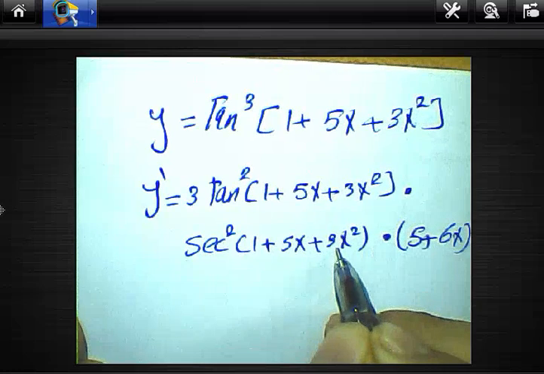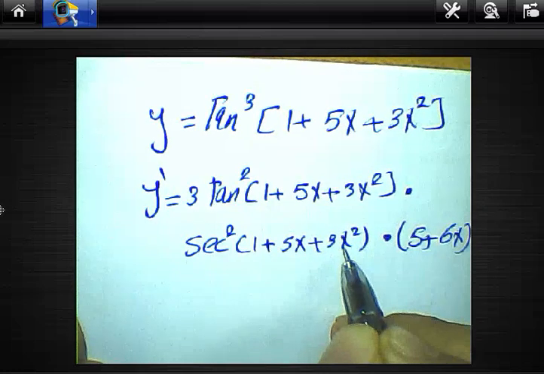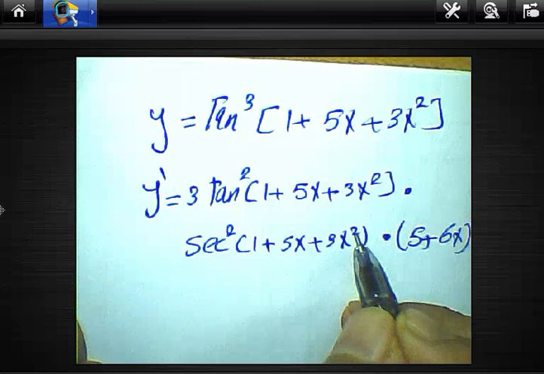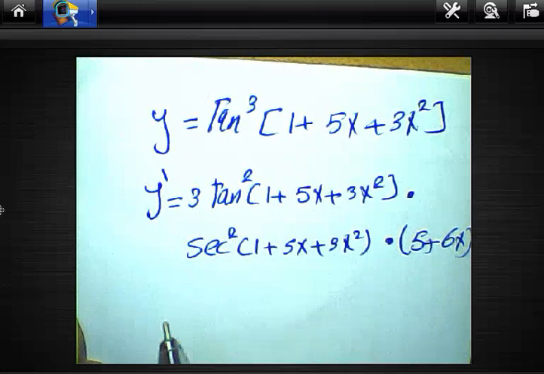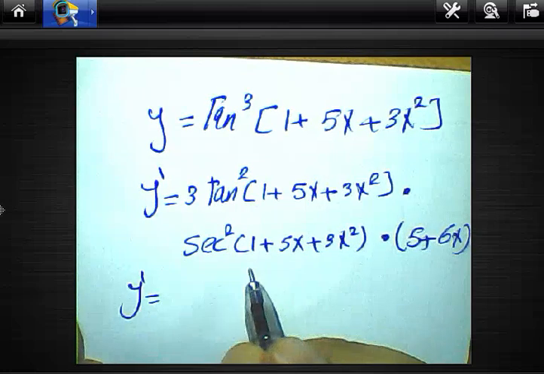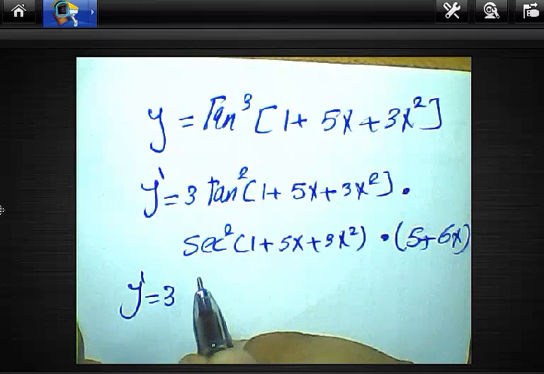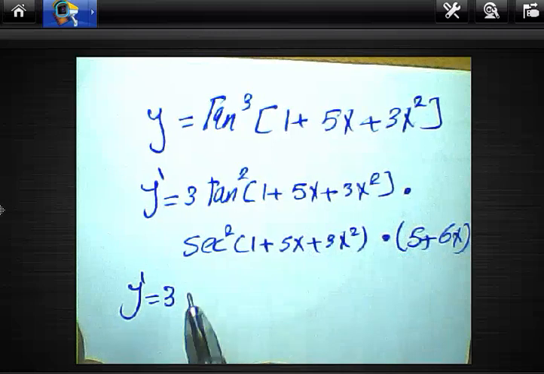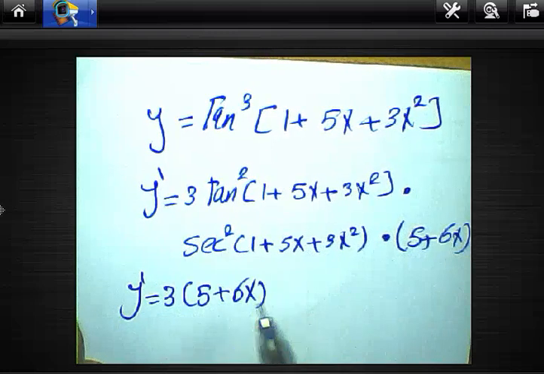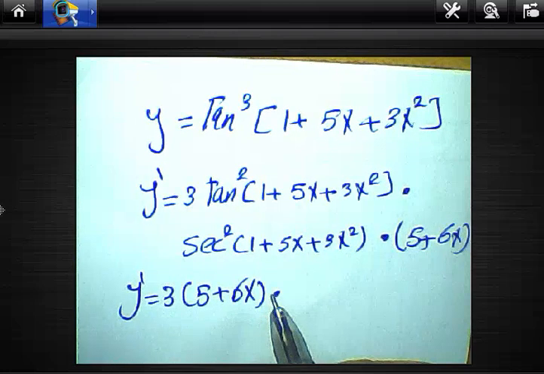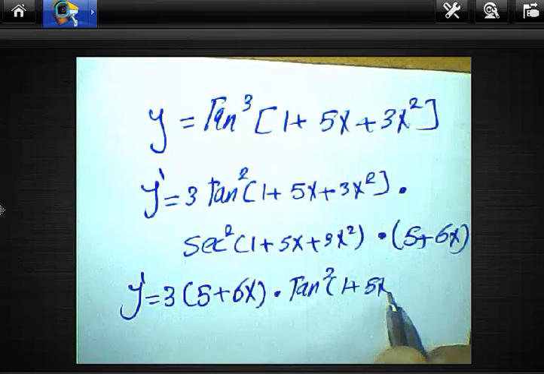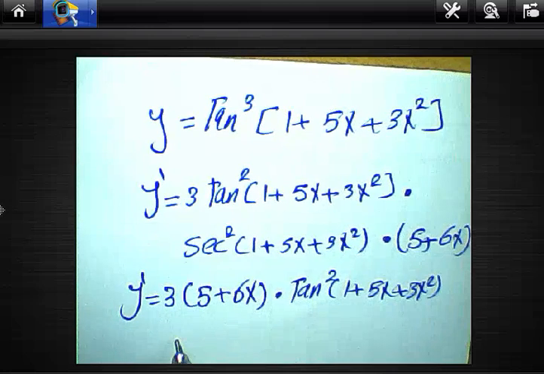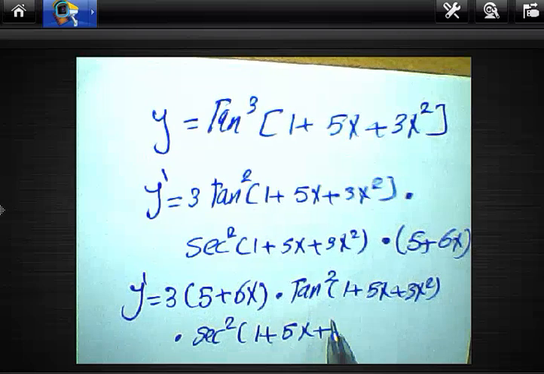We must drop the power outside here, multiply by 3 equals 6, and we can write x power 2 minus 1 equal 1. We must drop the power here and subtract 1 from this power. So we can simplify. We can write 3 here and tan. You can write these brackets behind it: (5 plus 6x). You can replace this expression. Okay, tan of (1 plus 5x plus 3x power 2), multiply by sec power 2 of (1 plus 5x plus 3x power 2).